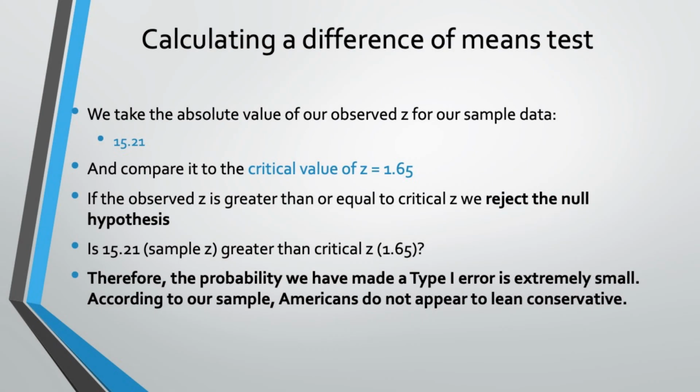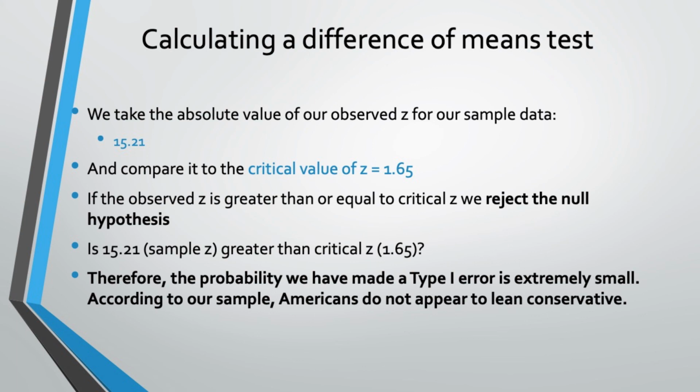The last thing that we have to do is take the absolute value of that observed Z statistic from our sample data, 15.21, and compare that to the critical value of Z with the 95% confidence level. Remember, that critical value of Z was 1.65. And remember, this is part of the final step. If the observed Z is greater than or equal to critical Z, then we reject the null hypothesis. We reject the idea that the true population parameter is actually 5.